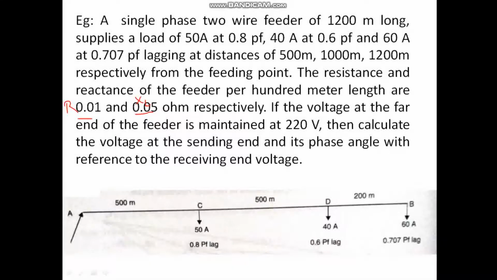Now if the voltage at the far end of the feeder, see the far end, this AB is your feeder. It is said voltage at the far end, it means VB voltage is given to be 220 volt. Your work is to calculate the voltage at the sending end. It means I am supposed to find VA.